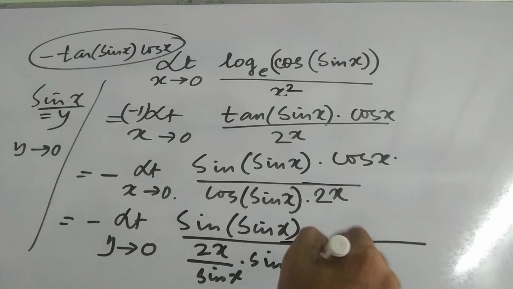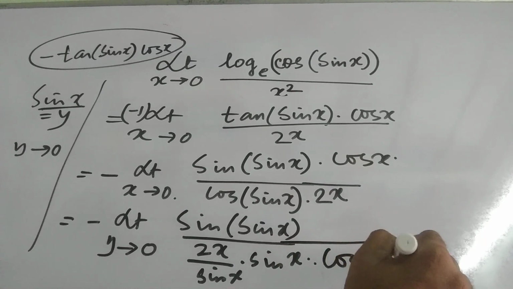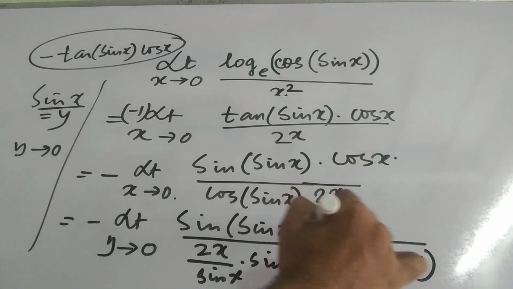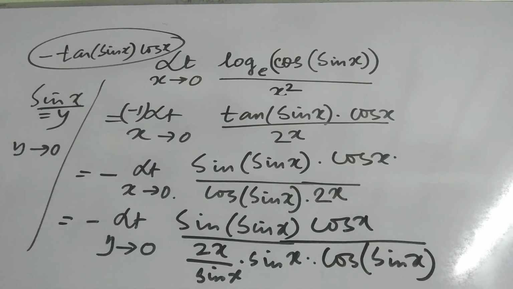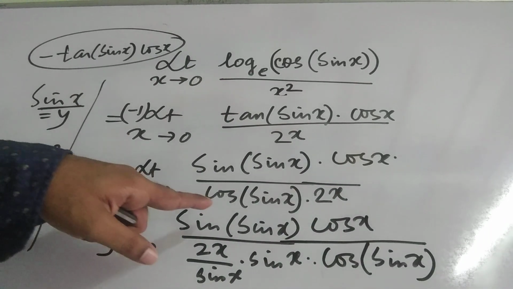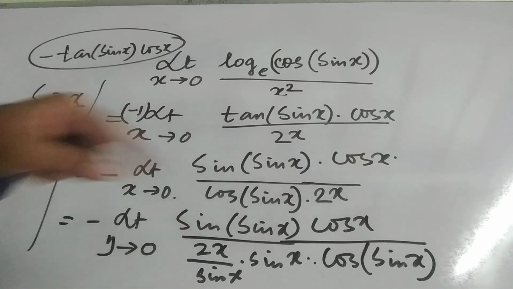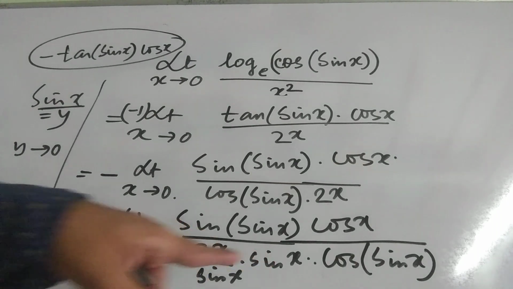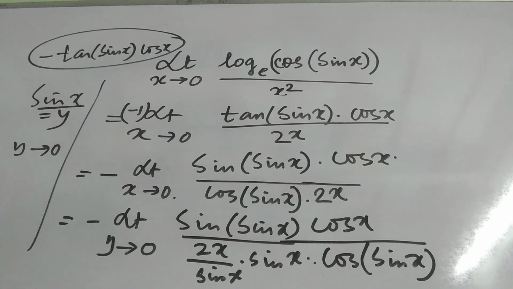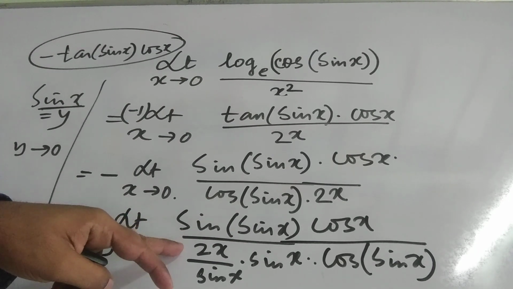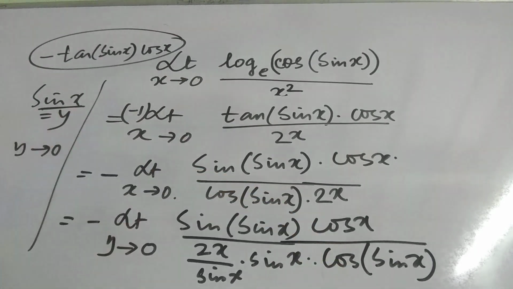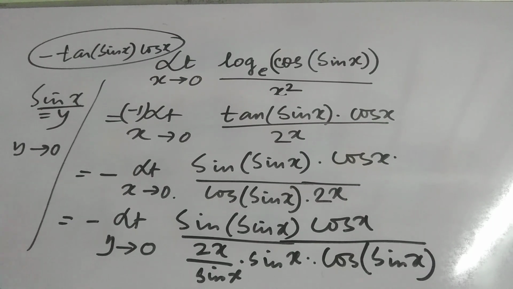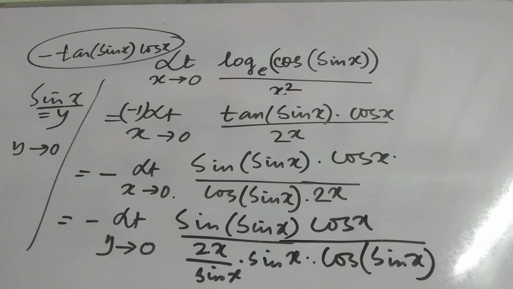Here it is cos of sin x. On the top there is a cos x. I am explaining what I have done. Sin of sin x is already there in the numerator. 2x, I am just writing as 2x by sin x into sin x. Sin x and sin x are nullified, so the entire expression remains 2x. In the denominator, cos of sin x is already there. Why am I writing so? Let us explain that way.